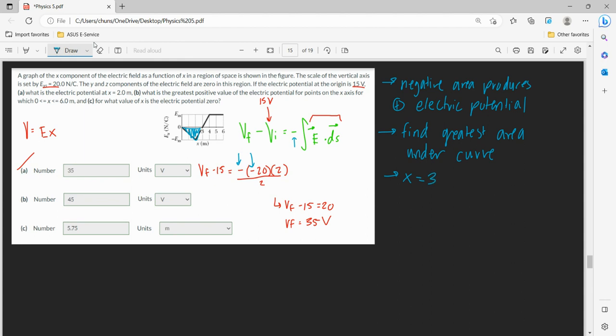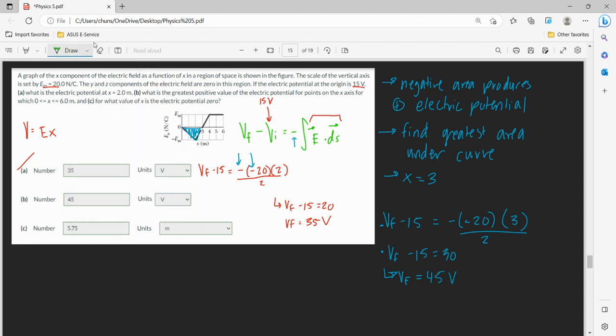So we're going to do the same thing. So V F minus 15 equals negative, and we have a height of negative 20 again. We have a length of 3 divided by 2. So this is 20 times 3 divided by 2, and this gives 30. So V F minus 15 equals 30. And then when we move that 15 over to the other side, this is V F equals 45 volts.